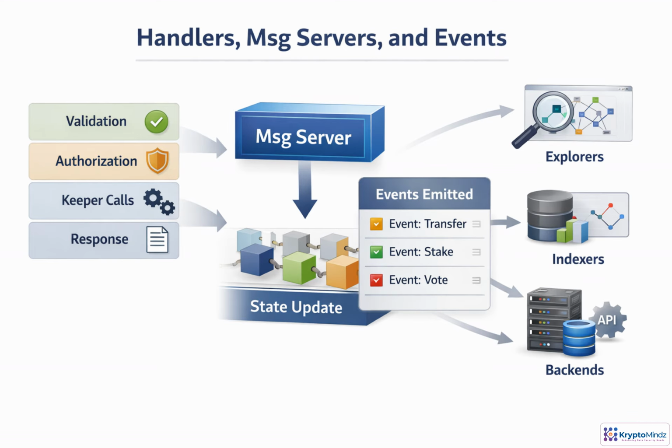A Msg server method is the transaction's execution pipeline. For something like create denom, it first checks that the message is well-formed, then verifies that the signer has authority. Only then should it call the keeper to change state. After state changes, it emits structured events describing what happened and who was involved. Those events let explorers, indexers, relayers, and backends observe execution without re-implementing module logic.